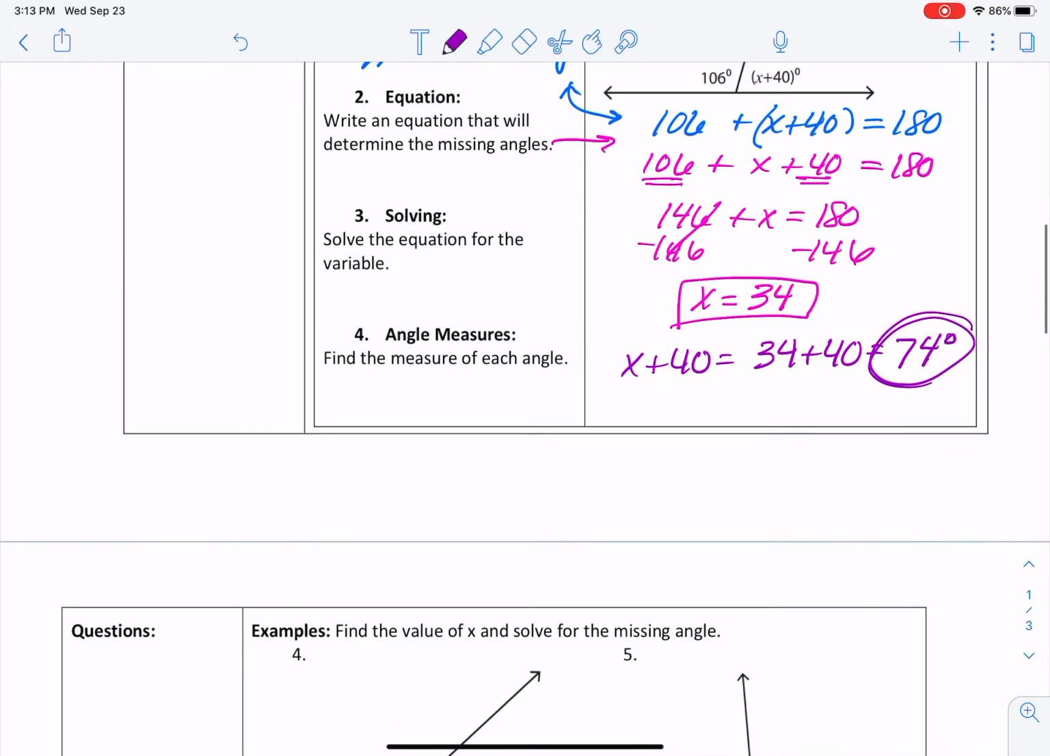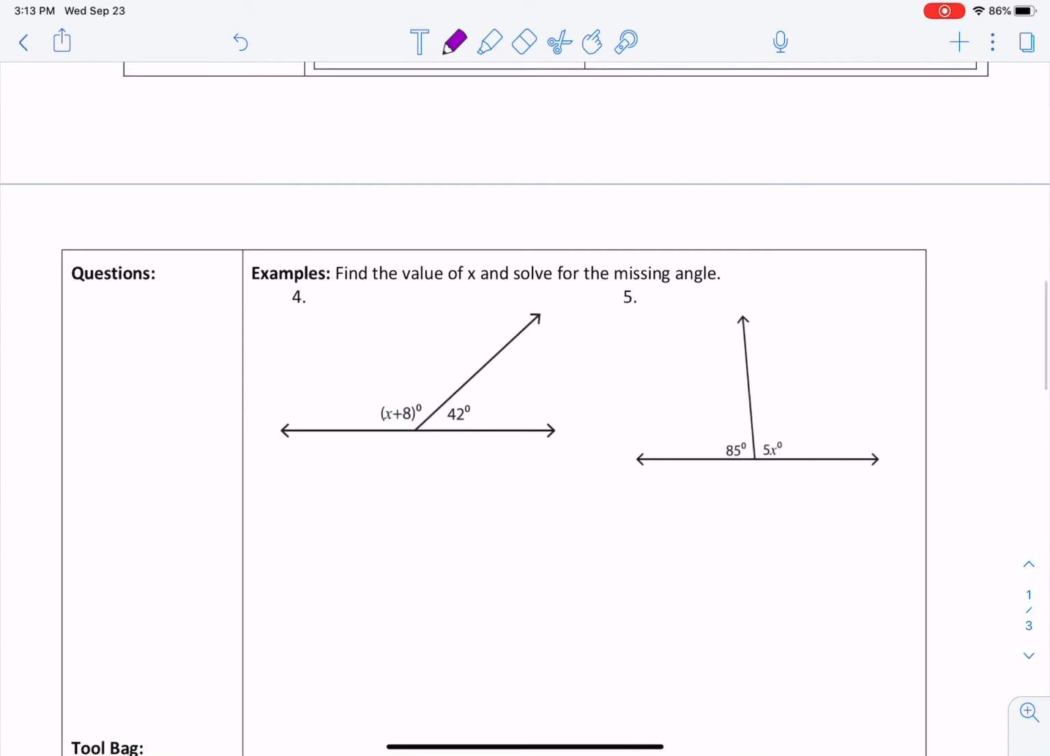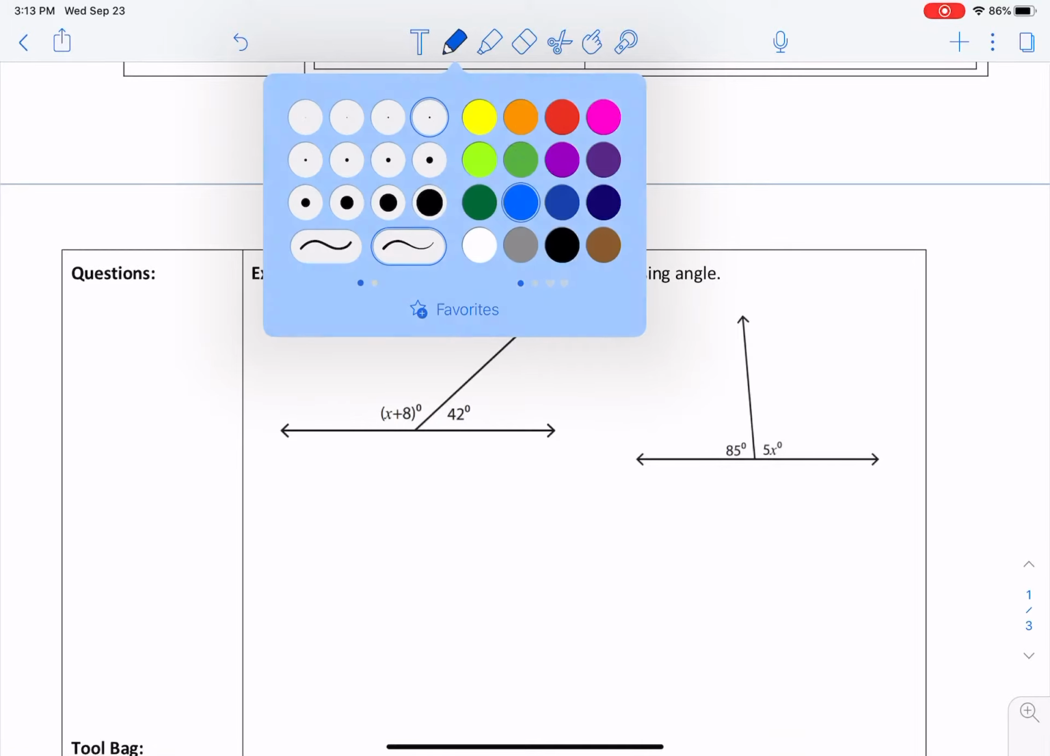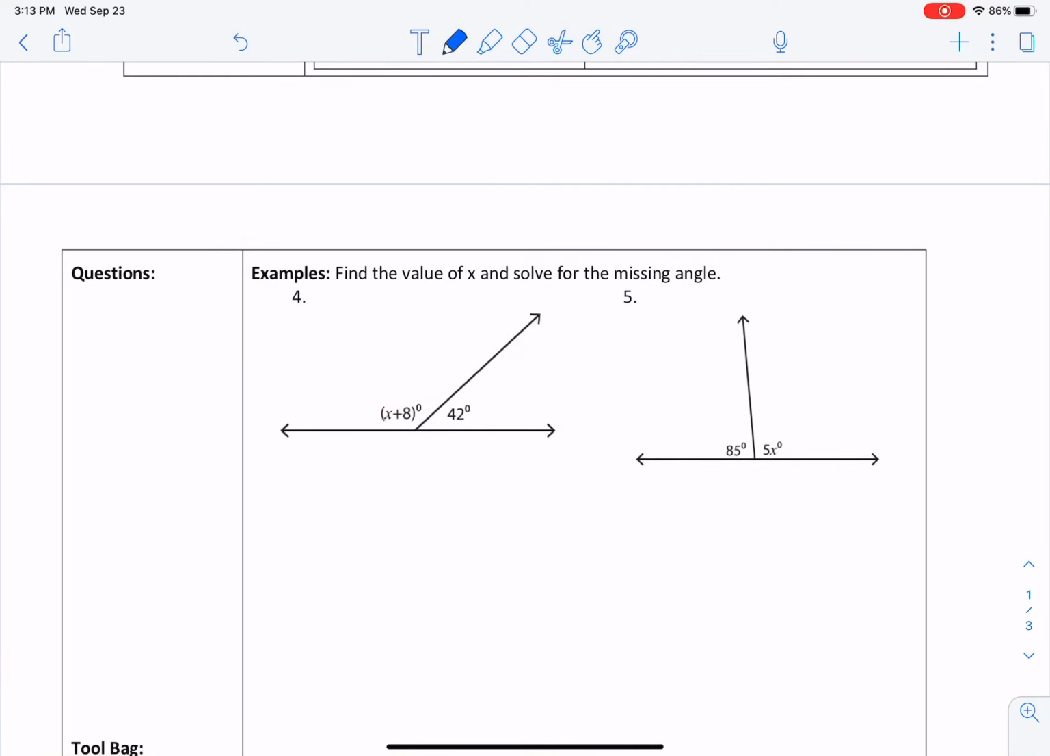So let's do a few more examples, starting with number 4. So our justification: what relationship do those angles have that allows me to set up my equation? And the justification is supplementary. I know that those two angles equal 180 degrees because they're a straight line, and so that's how I can set that up.